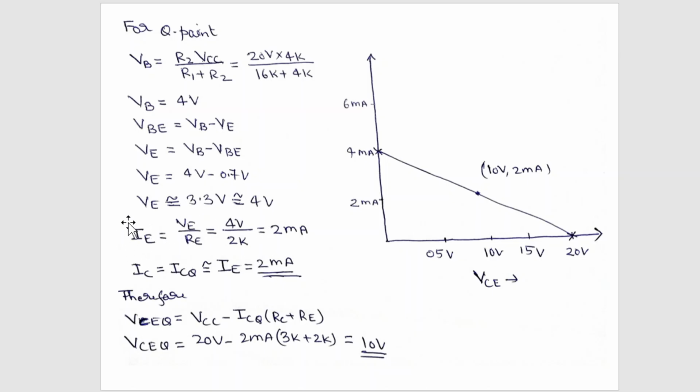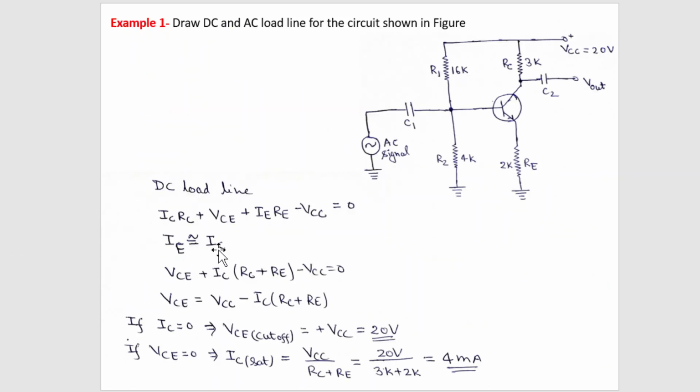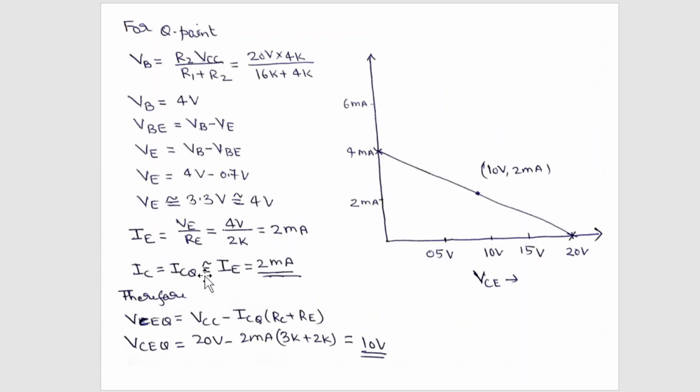So that will give IE approximately equal to 2 milliamperes. Otherwise, it will be less than 2 milliamperes. Just to simplify our equation, I have taken VE equal to 4 volts, though it is 3.3 volts. So IE will be equal to 2 milliamperes. If IE is equal to 2 milliamperes, then IE is equal to IC, as we have approximated. This IC is one of the Q point values, so it can be written as ICQ. So ICQ is equal to IC is equal to IE, which is 2 milliamperes.